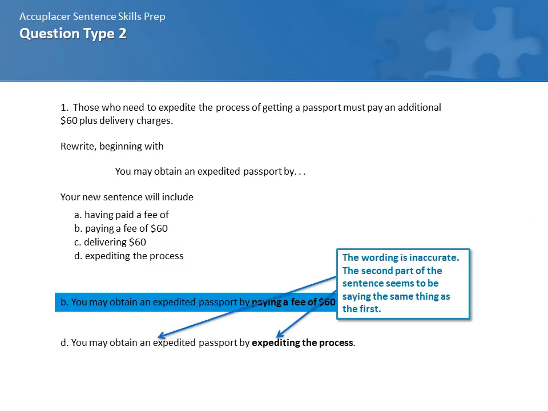D is expediting the process. You may obtain an expedited passport by expediting the process. This sentence is problematic because the second part of the sentence is simply saying the same thing as the first. So that doesn't work or preserve the meaning of the original sentence either.